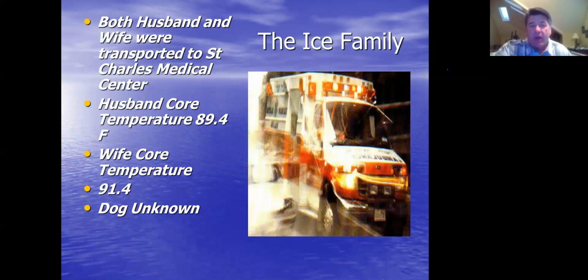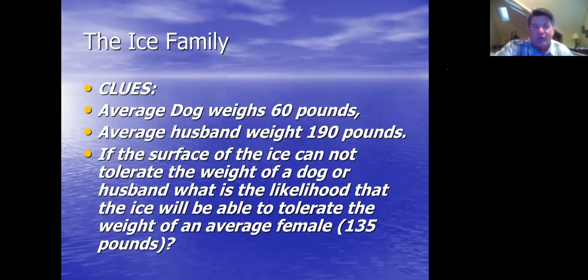Now, both the husband and the wife were transported to the medical center here at St. Charles, one of my sister hospitals in Bend. The husband's core temperature was 89.4. The wife's core temperature was 91.4. And as far as the dog, he did fine. Nobody knew. He was fine at the scene, so we don't know what his temperature was.